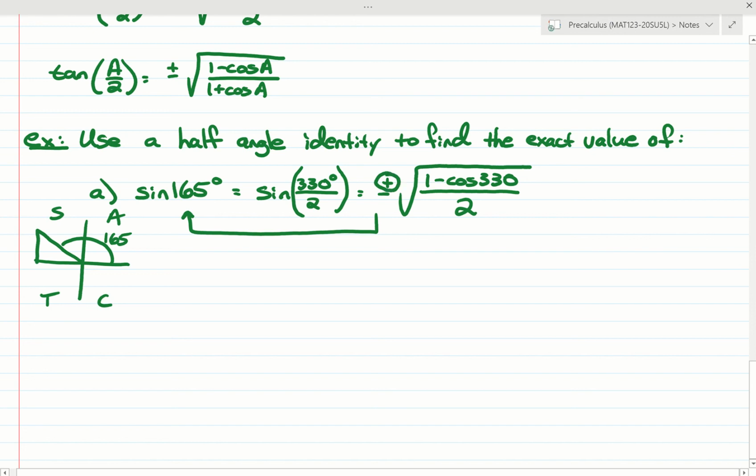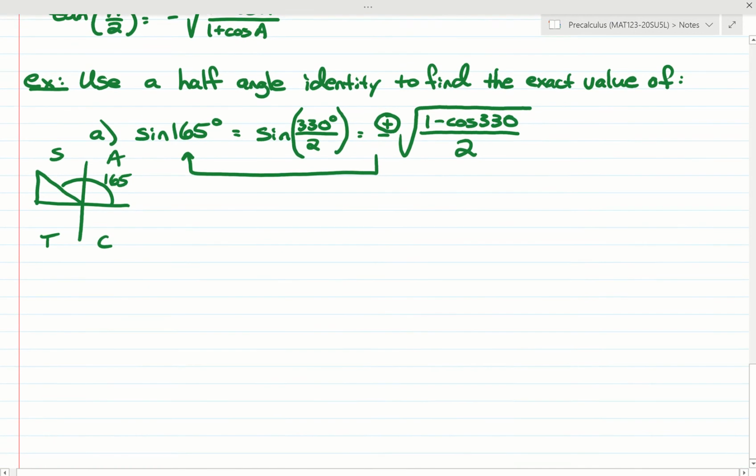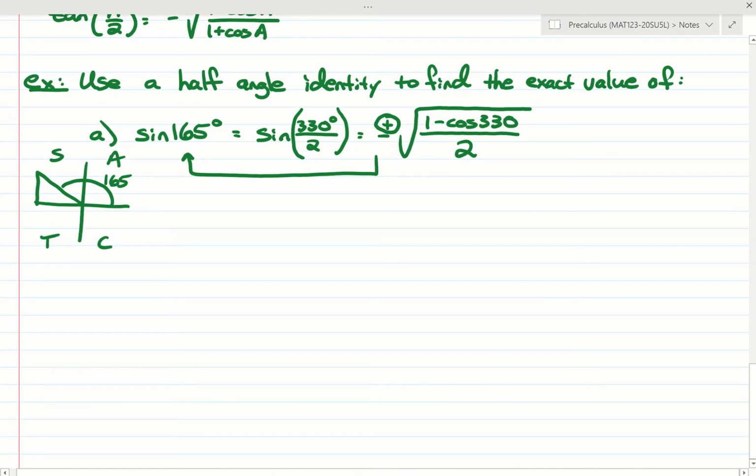You don't use 330 to figure out what the sine is. You use the original angle. 165 is positive. If you were to type sine of 165 into your calculator, you would get a positive answer. So now let's figure out what the exact value would be. I'll draw 330 to do that. 330 puts us over here in our fourth quadrant, and that gives us a reference angle of 30 degrees.